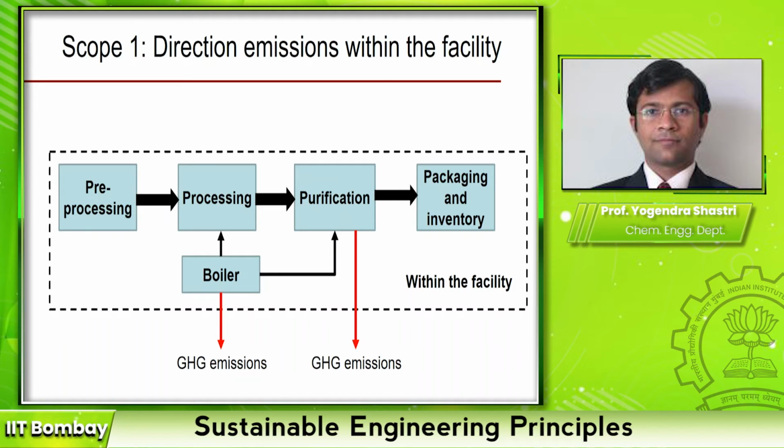And depending on the facility, there could be many such points where the scope 1 emissions occur. A refinery, for example, will have several such locations where scope 1 emissions are happening.